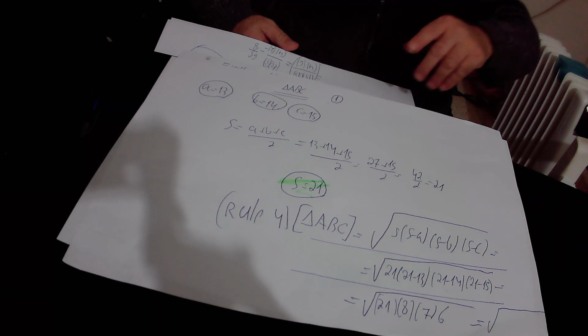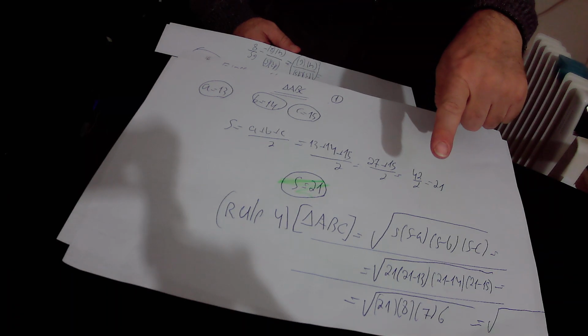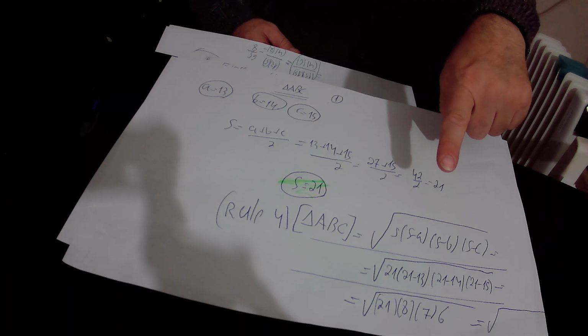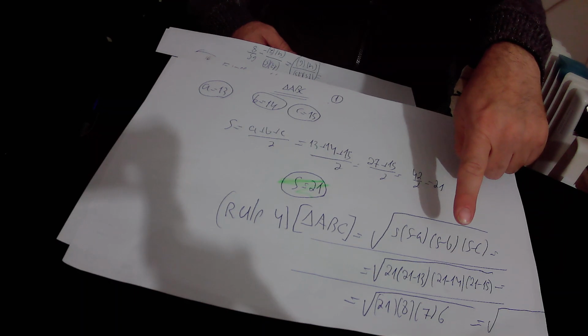Okay, then we substitute 21 by 3 times 7, we substitute 8 by 2 times 2 times 2, and we substitute 6 by 3 times 2.